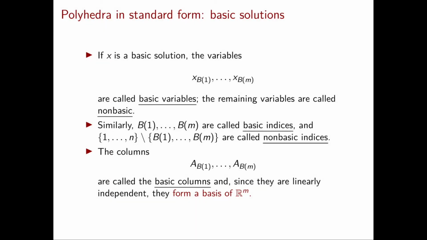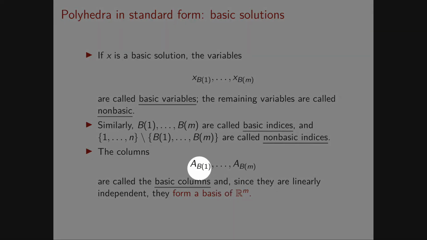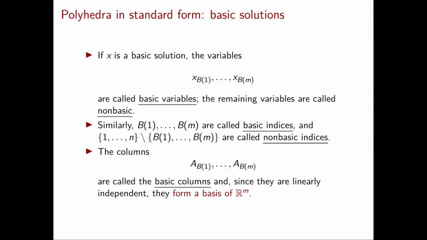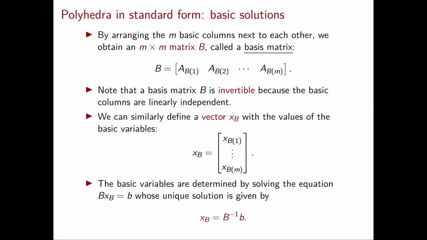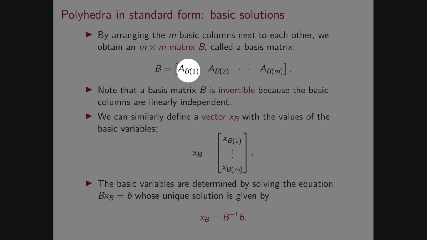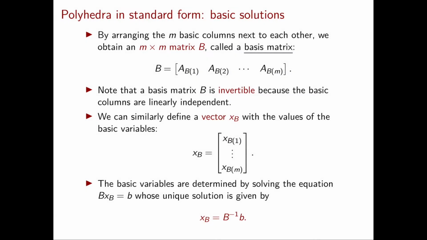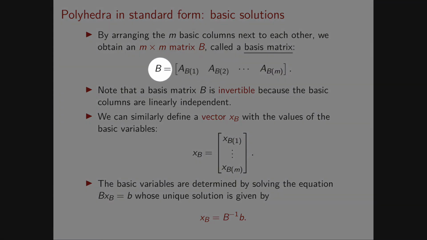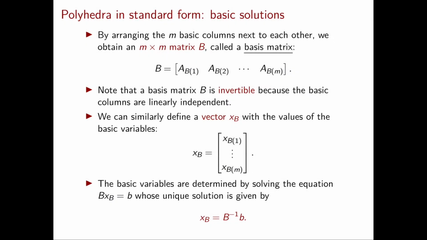Again, in a similar fashion, the columns indexed by b1 until bm are called the basic columns. It's important to realize that the basic columns are vectors in Rm, and also, since they are linearly independent, they always form a basis of Rm. Next, I want to define the basis matrix. The basis matrix is simply the matrix obtained by arranging all the basic columns next to each other, so AB1, AB2 until ABm. Such a matrix will always be denoted by capital B. Since all the columns of B are linearly independent, capital B is always invertible.